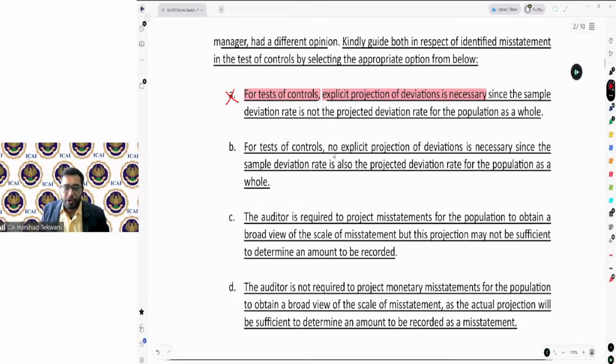Option B. For test of control, no explicit projection of deviation is necessary since the sample deviation rate is also the projected rate for the population as a whole. Same thing which I told you. As of now, it is appearing correct. I will not do anything, but let's see the other options. The auditor is required to project misstatement for the population to obtain a broad view of the scale of misstatement. I am not required to project the misstatement for the test of controls. The auditor is not required to project the misstatement for the population in test of controls. Hence, this is again incorrect.